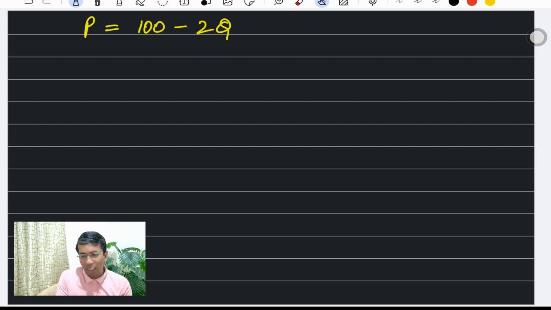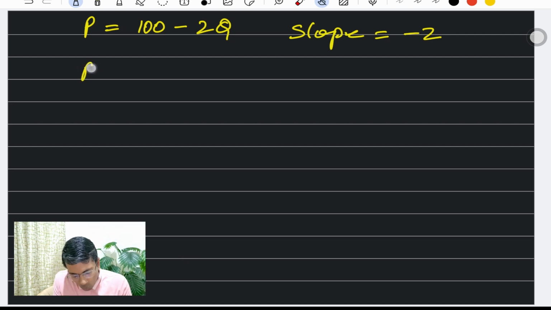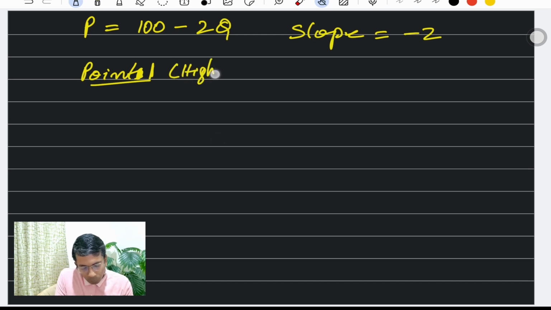So this is the equation there. You can see that in this case the slope happens to be minus 2. Now, let's take different points. Let's take point 1, where the price is high.